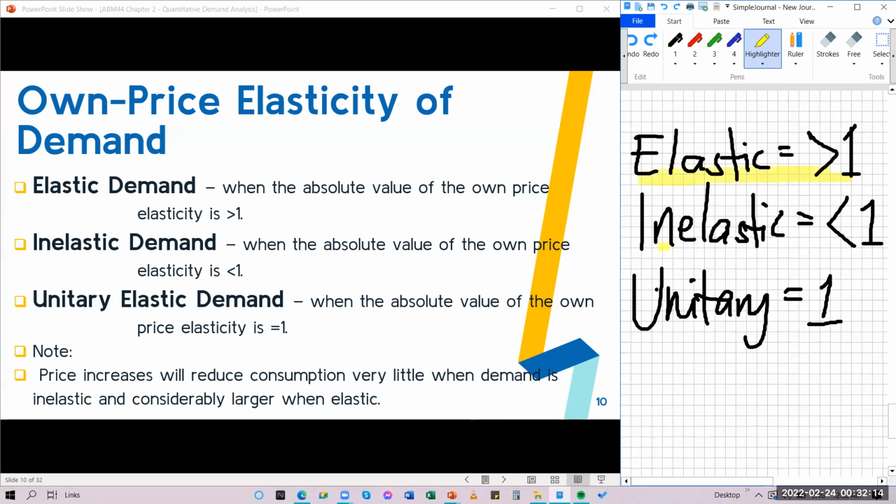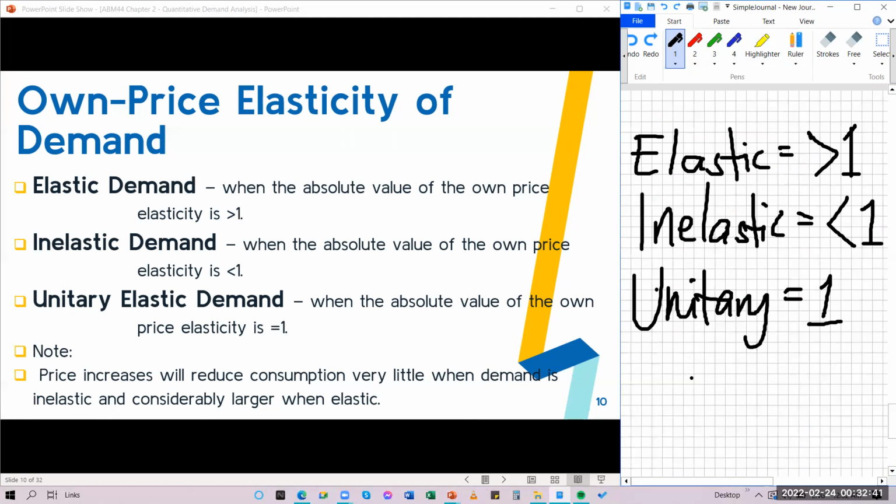So again, we will be calling the demand elastic if it is greater than 1, inelastic if less than 1, and unitary if equal to 1. So price increases will reduce consumption very little when demand is inelastic and considerably more when it is elastic. So, from the definition, the price increases.